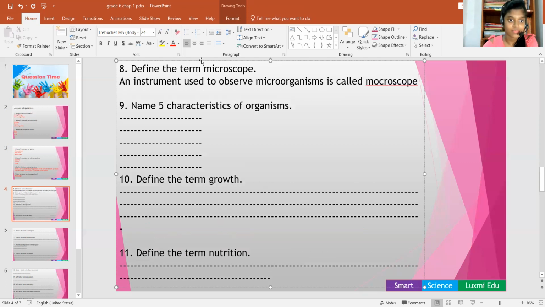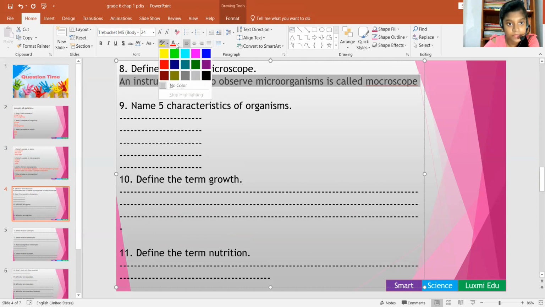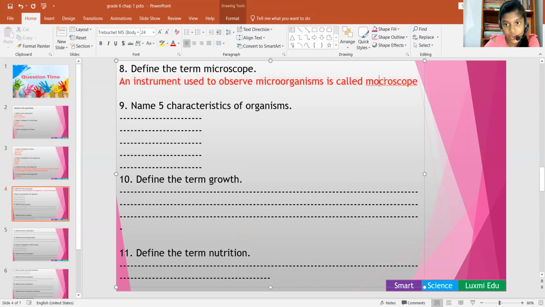Understood? An instrument which is used to observe microorganisms is called a microscope. Understood? Yes. Now let's move on to the ninth question. Name 5 characteristics of organisms.